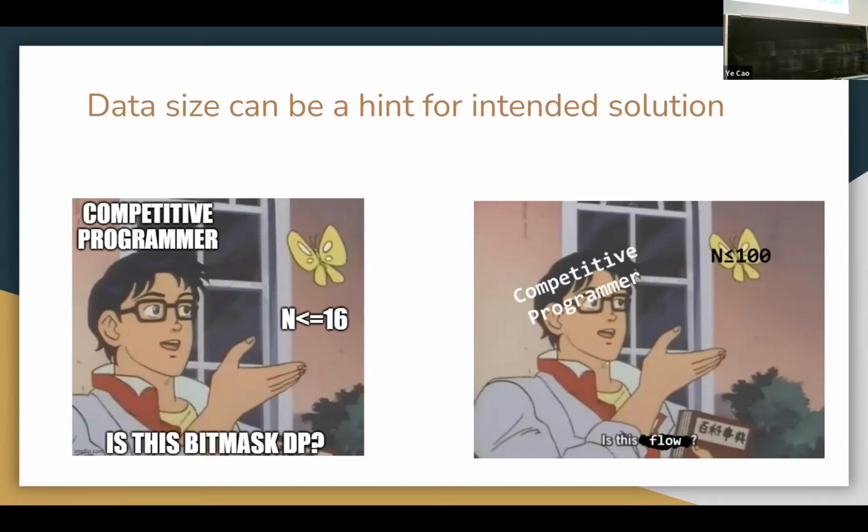So n less than or equal to 16, do you remember what the worst time complexity is? To the power of n. Yeah, 2 to the power of n times n or n squared, right? That's typically the time complexity of a bitmask DP. So when you see n less than or equal to 16, think about whether you can somehow apply bitmask DP to this problem. Here is a more classical one that's more widely spread in the CP community. When you see n less than or equal to 100, think about flow, the max flow model, which I will talk about later.